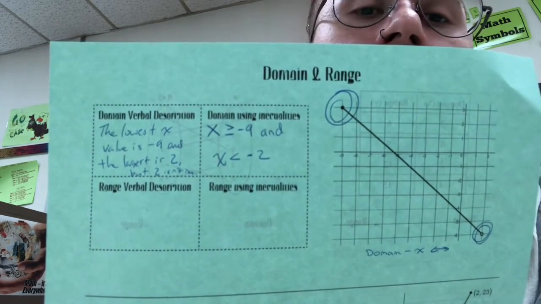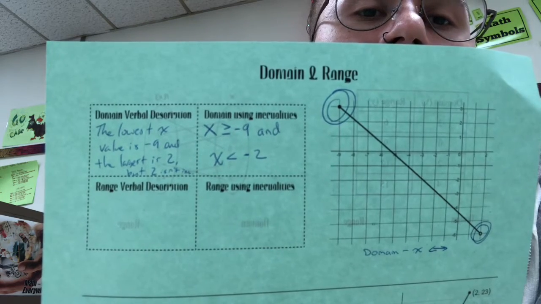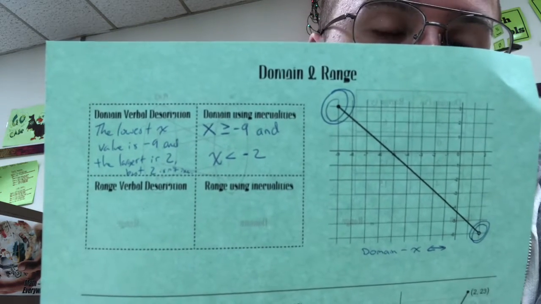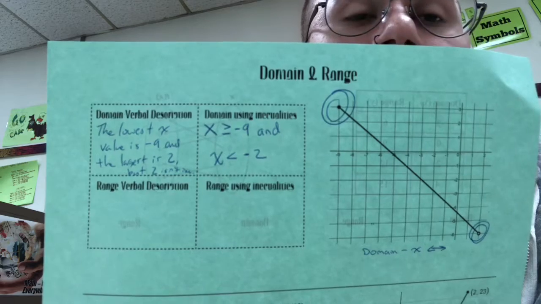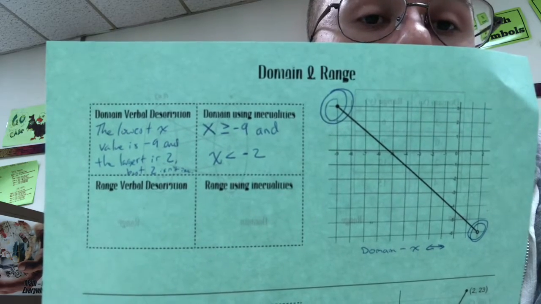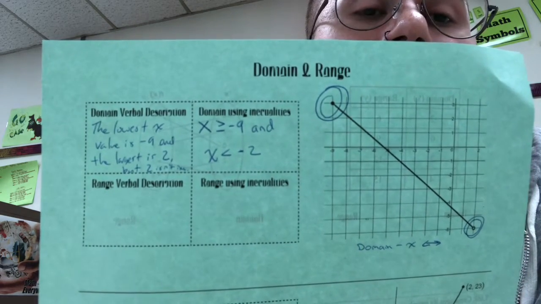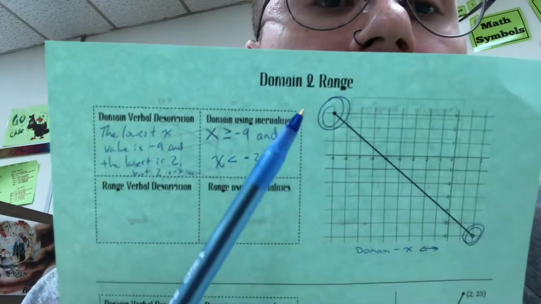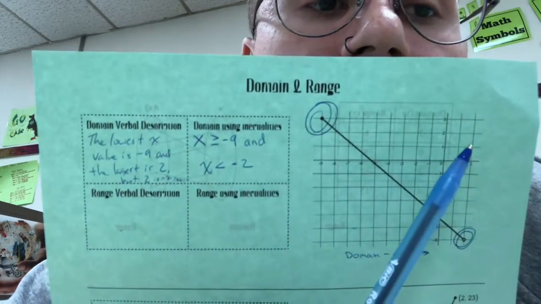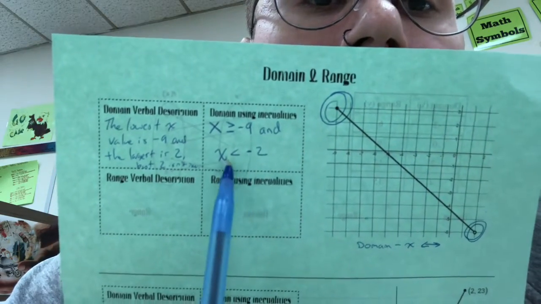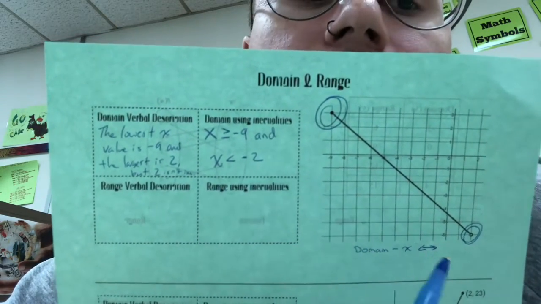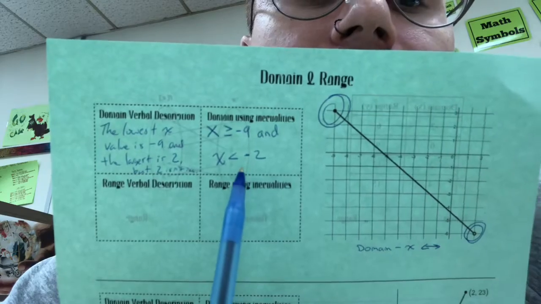So what we're going to do is write that x, and x is any number that makes the equation true, is greater than or equal to -9. So that says every number from here over works, and then every number that's just less than, not equal to, because it's an open circle, less than 2.